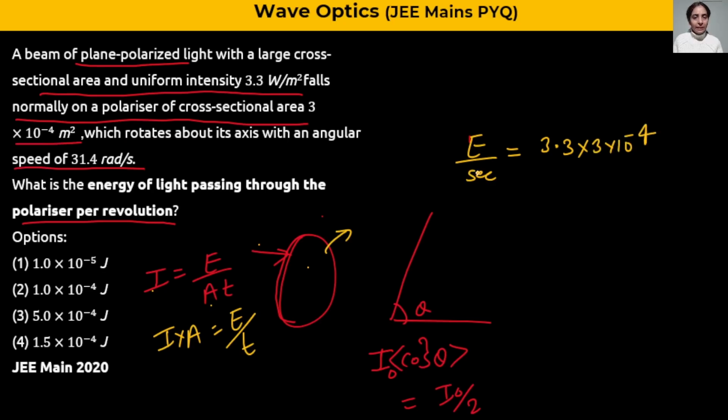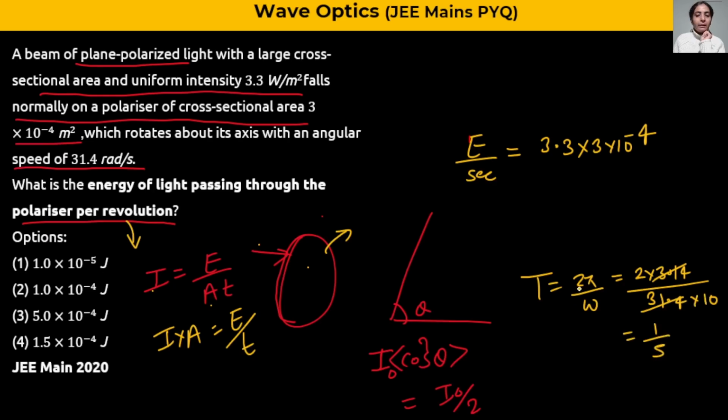But we have to calculate the energy itself. So in one revolution we are being asked. One revolution means how much time? So equal to the time period. Time period is 2 pi by omega. Omega is given as 31.4. So 2 into 3.14 divided by 31.4, this is basically equal to 1 by 5. T is 1 by 5.